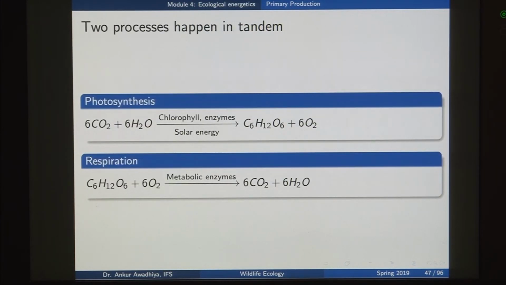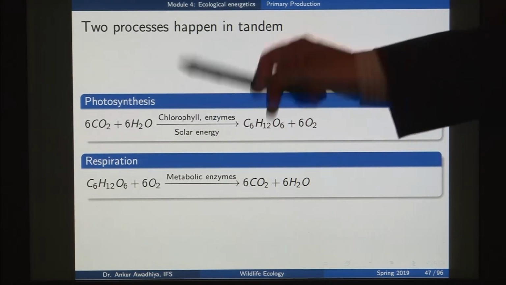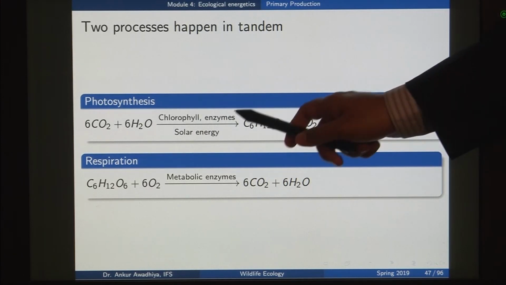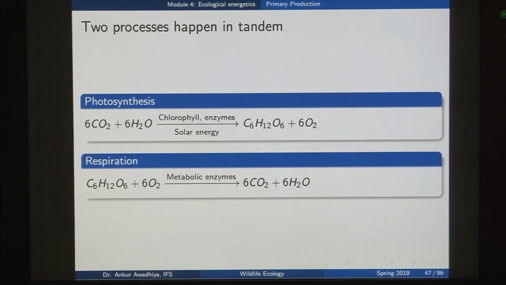Now, when we are talking about these reactions, there are two processes that are happening in tandem, or at the same time. In the case of a plant, it is doing photosynthesis and it is also doing respiration. In photosynthesis, you have carbon dioxide and water being acted upon through the action of enzymes present in the chloroplast. Chlorophyll is also important here, and they are fixing solar energy into these sugars. Here we are talking about glucose. So, it is converting carbon dioxide and water into glucose and is releasing oxygen as a byproduct.